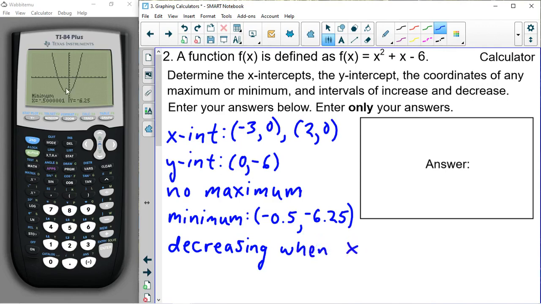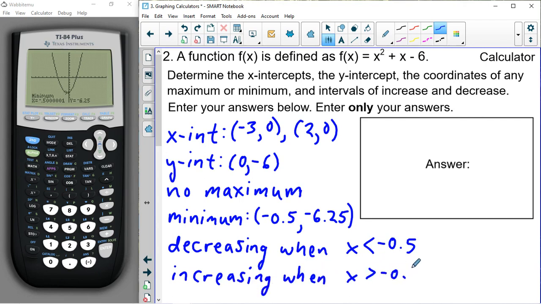It's decreasing when x is, let's see. Well, this x value right here, the vertex, that's sort of the dividing line. It's decreasing, gets to this minimum, then it starts increasing. So whenever x is less than that x value, that's when we were decreasing. So that's x is less than negative 0.5. And then it's increasing on the other side of the vertex. So it's increasing when x is greater than negative 0.5. Because if we look at after the vertex moving to the right, we are increasing. We're going up. And was that all they asked us to find? Yeah, let's check the answers.